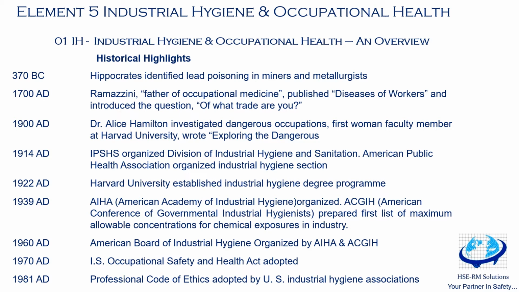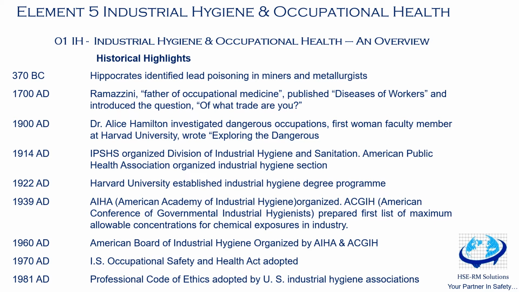Then came 1900 AD, Dr. Alice Hamilton, who investigated dangerous occupations. She was the first woman faculty member of Harvard University and wrote Exploring the Dangers. So these are books, and some very good literature is available related to the history and how this industrial hygiene branch came into existence. In 1914, the American Public Health Association organized a Division of Industrial Hygiene and Sanitation. What they did was formalize it.